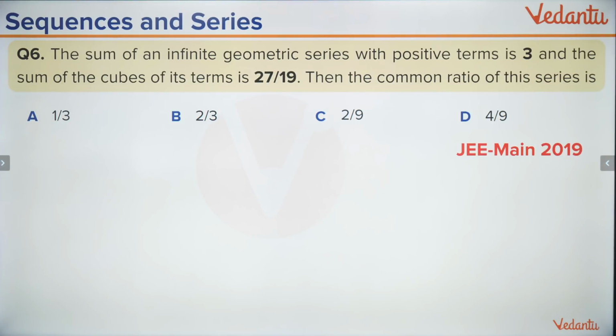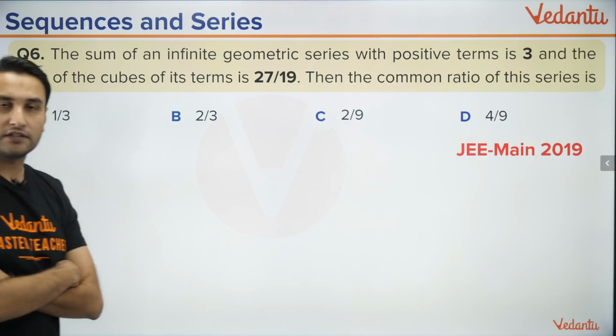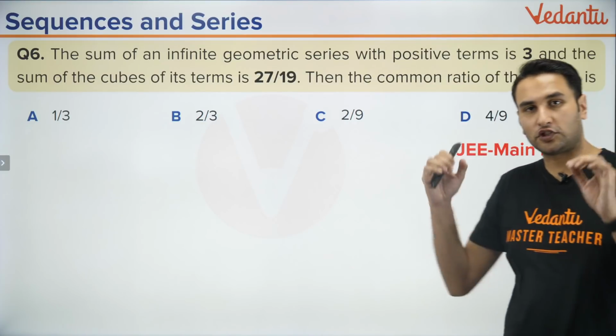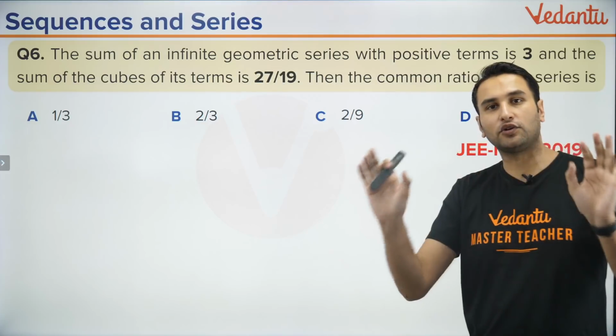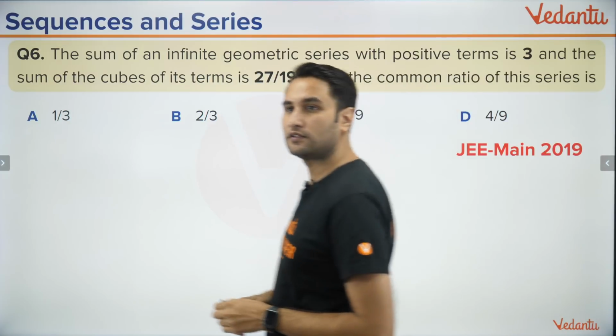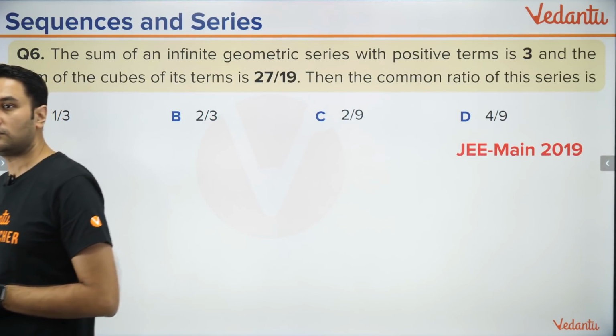The sum of an infinite GP, geometrical series with positive terms is 3, and the sum of the cubes of its terms is 27 by 19. Then the common ratio of the series. Be patient, don't lose heart, write down the problem. First of all, what is given, write down in your own language. Okay? What is Vinod saying here? Did I miss something, Vinod?